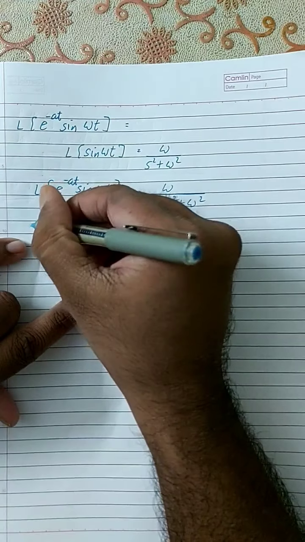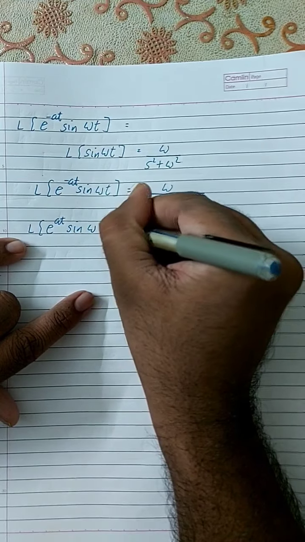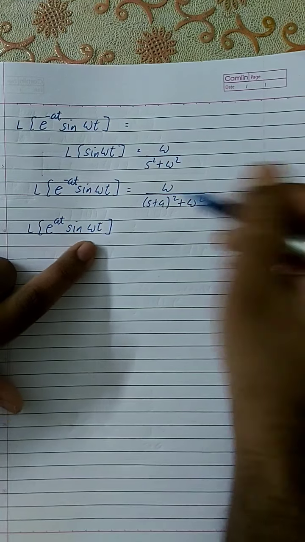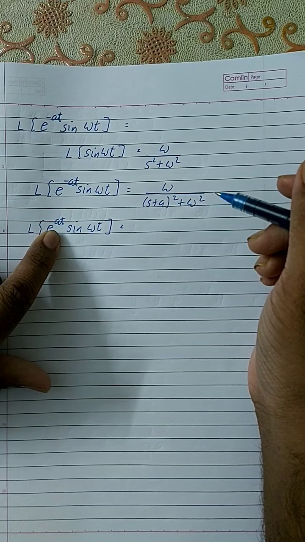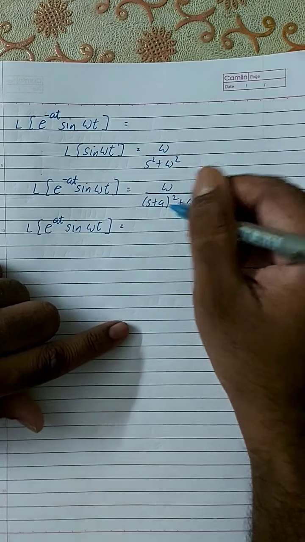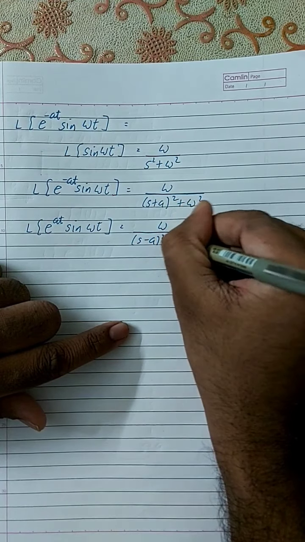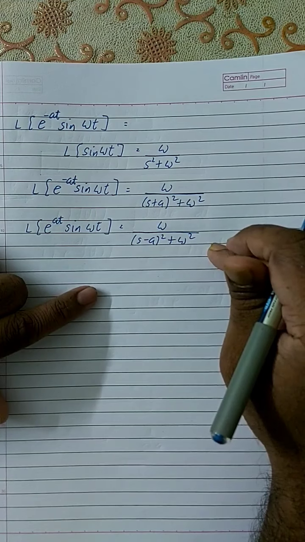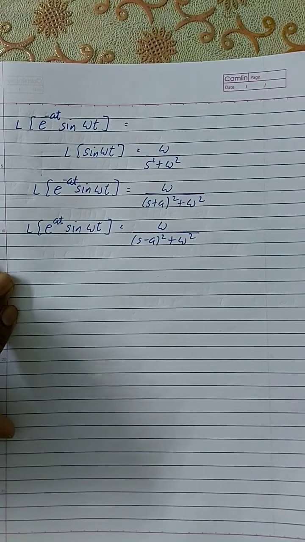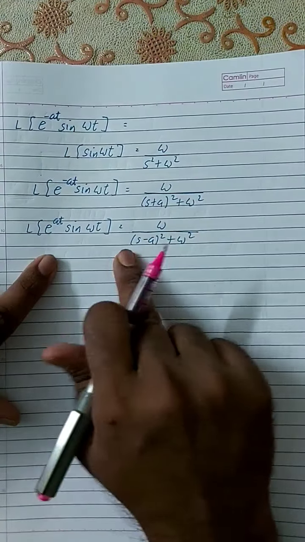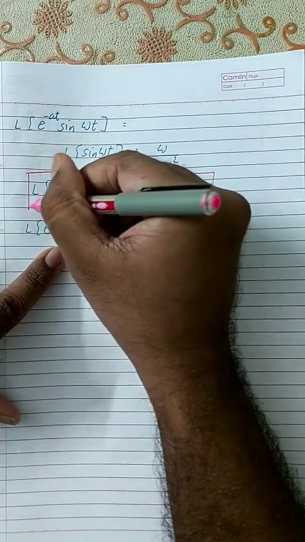Suppose you want to find the Laplace transform of e raised to at sine omega t. Then here the power is positive, so therefore the shift must be negative. So here the equation will become omega by s minus a the whole square plus omega square. Since now you know the frequency shifting property, you can now learn these basic formulas. This is just to show you what happens if the power is opposite. Just remember this formula.